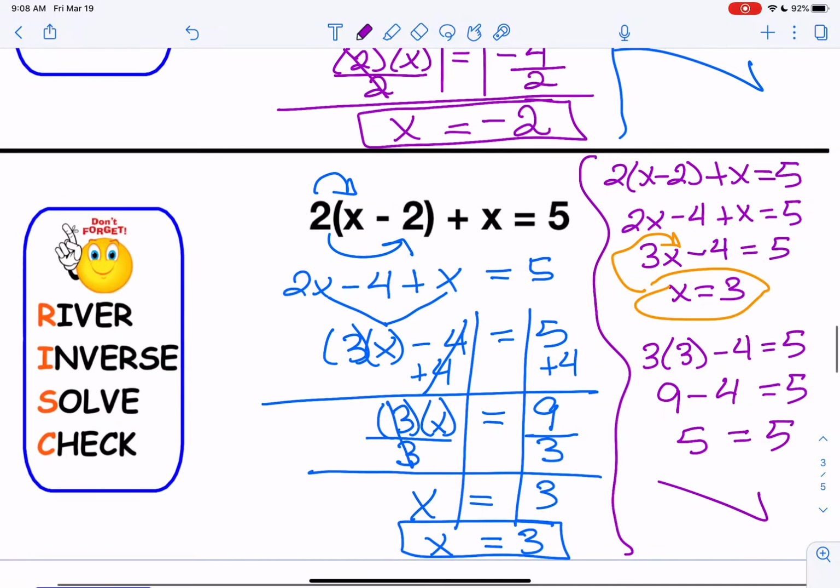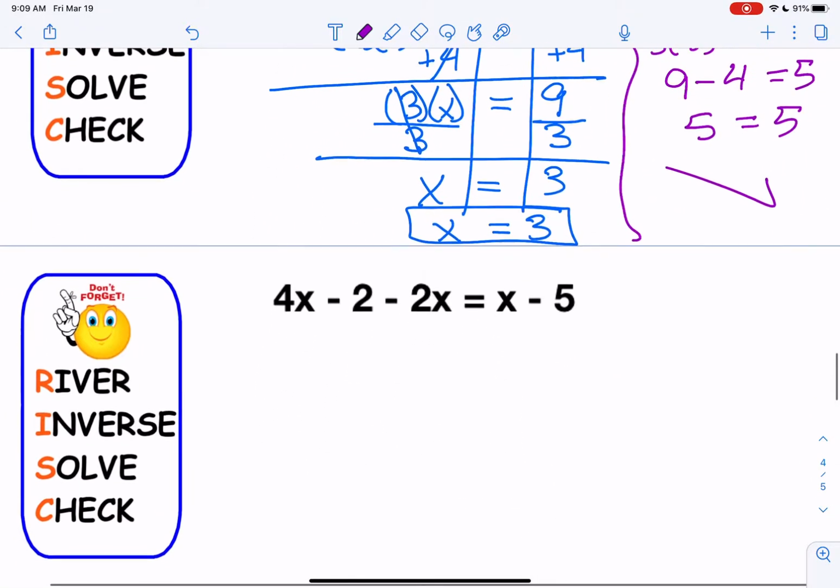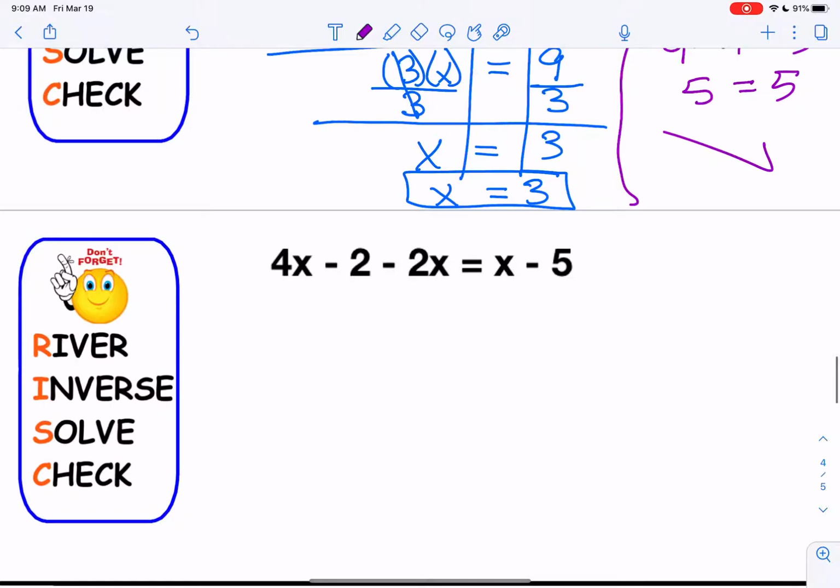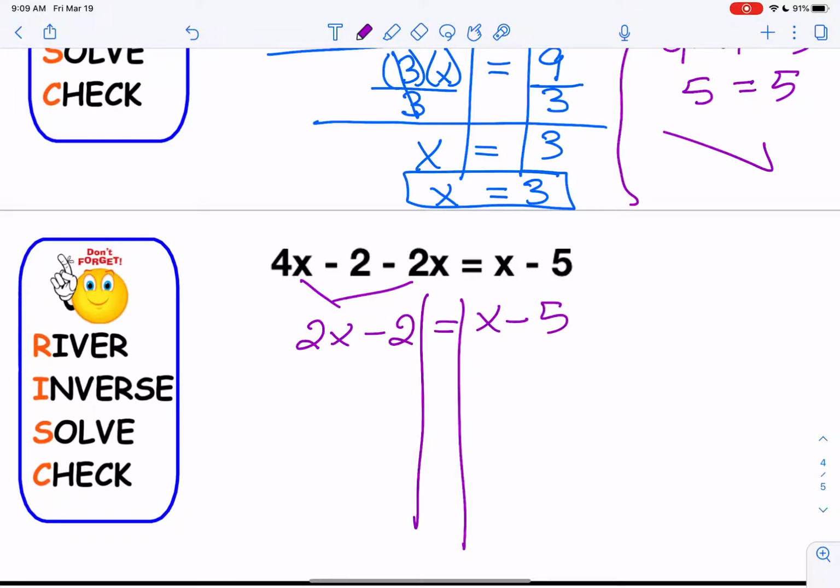Okay, so another example of a multi-step equation. Okay, we're going to do one more example, and in this case, we have 4x minus 2 minus 2x equals x minus 5. So once again, combine like terms. 4x minus 2x is 2x, minus 2 equals x minus 5. I draw my river. Negative 5 plus x is the same thing as x minus 5, so we're going to subtract x from both sides. We get negative 5 on the right, and we get x minus 2 on the left.